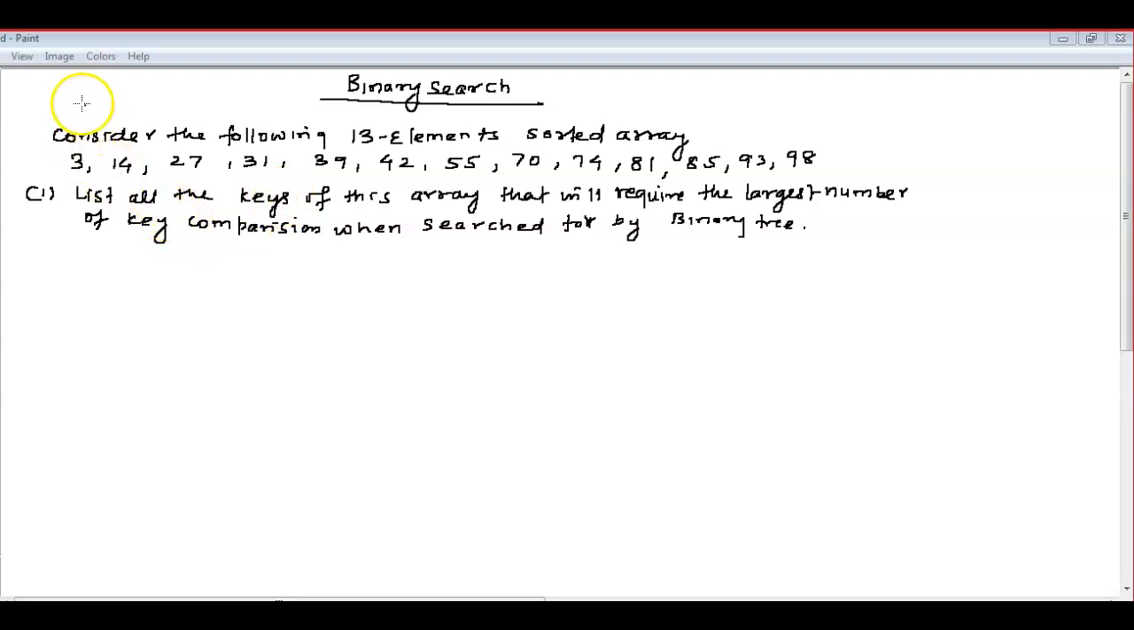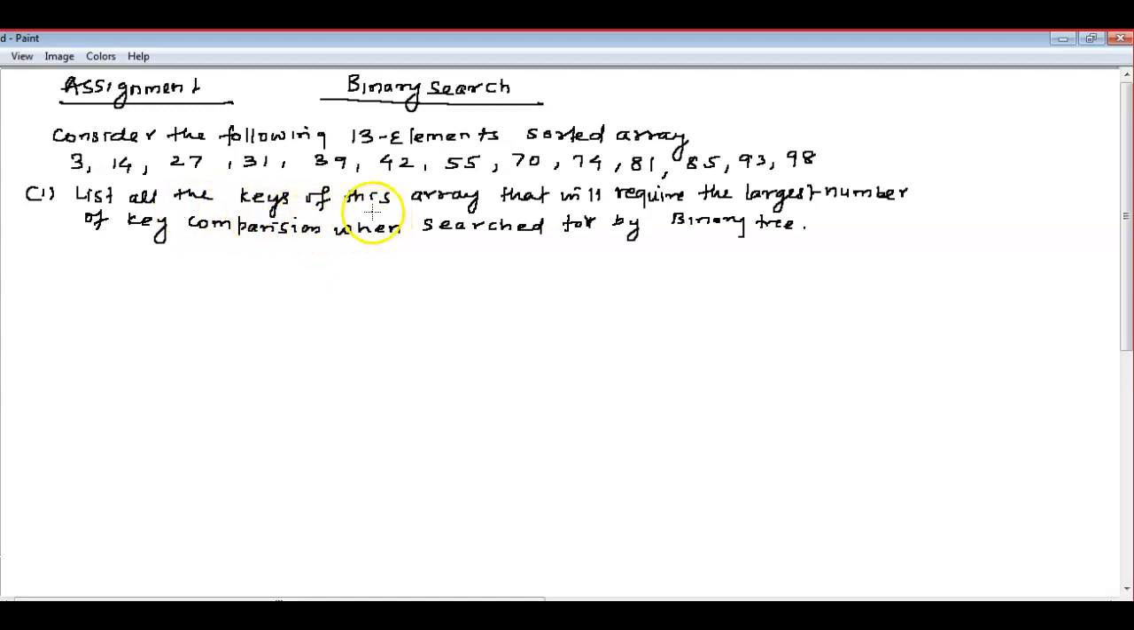So this is an assignment question only. Here in the question is given: consider the following 13 elements in the sorted array. 1, 2, 3, 13 elements are given, right?